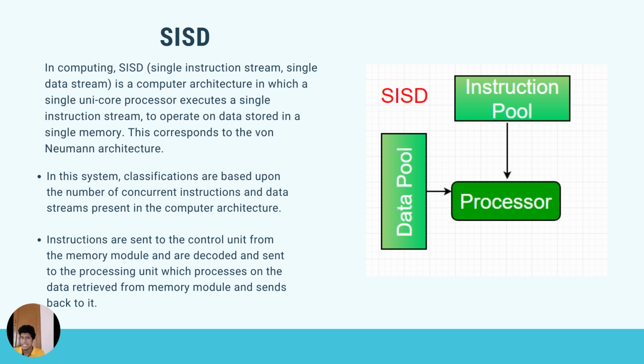We get the instructions from the instruction pool, or the memory. We also have the data inputs, and according to the instruction and the data received, processing is done, we get the output, and that is sent back to the main memory. That's it for the basic SISD.